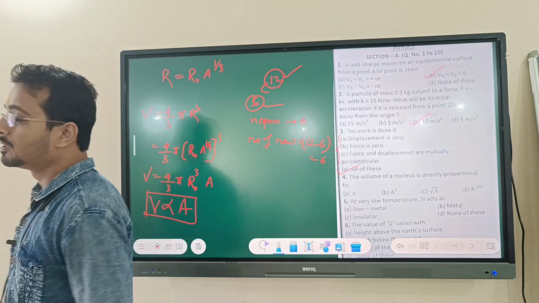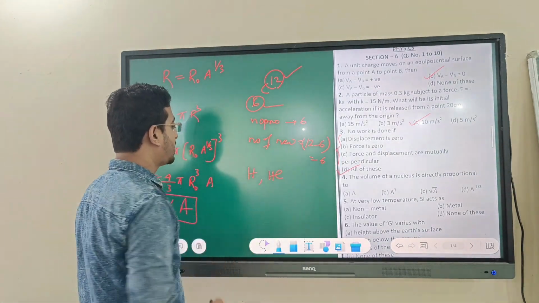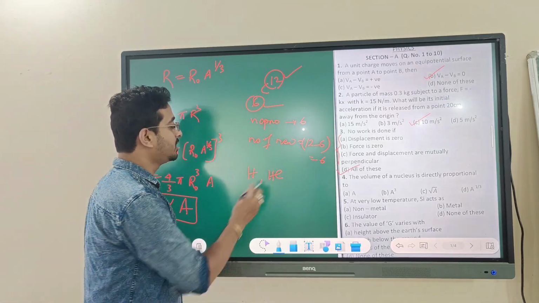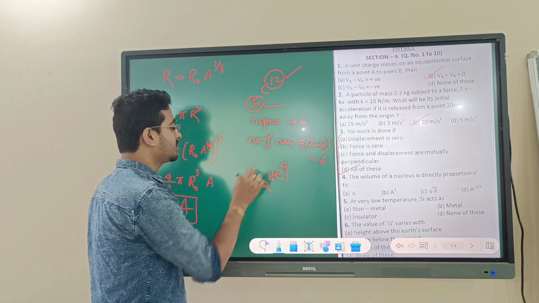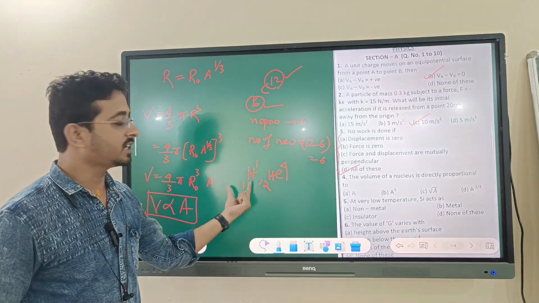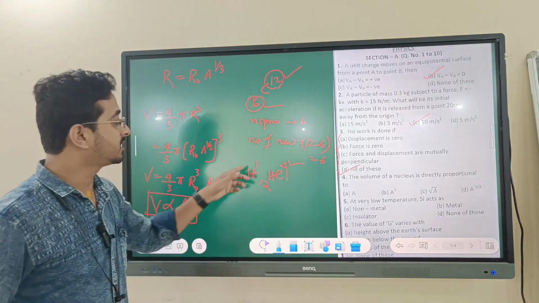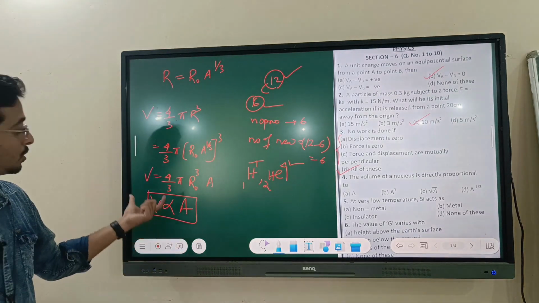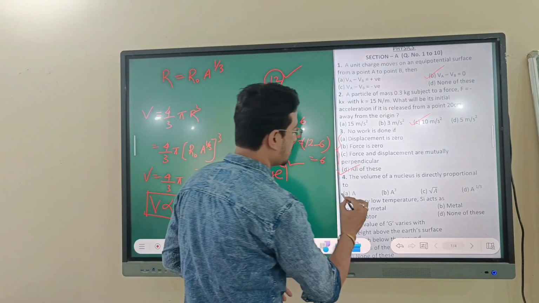I can clearly say, if this is my hydrogen and this is helium, for hydrogen the mass number may be 1, 2, 3, protium, deuterium and tritium, and for helium it is 3 and 4. I can say the volume of the helium nucleus is greater than that of the hydrogen nucleus, because the mass number of helium is greater than that of hydrogen. Volume of the nucleus is directly proportional to what? A, that is the mass number of the nucleus. So my correct option will be option A.